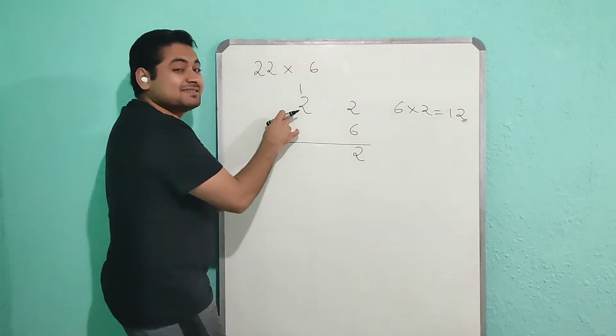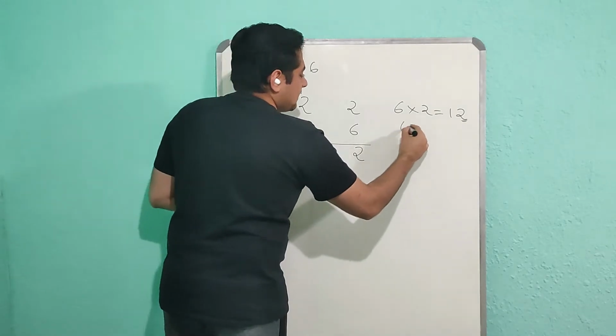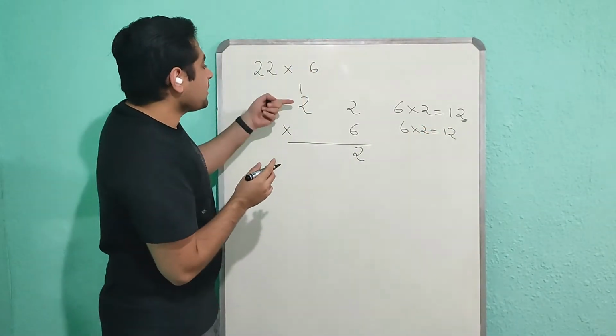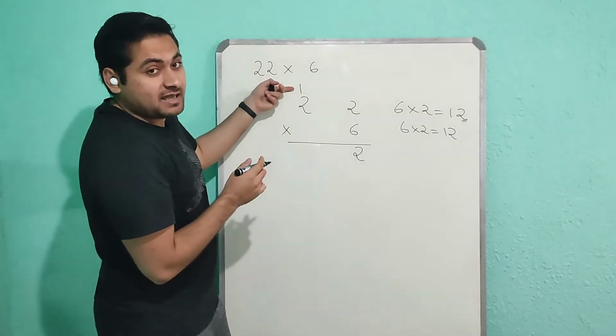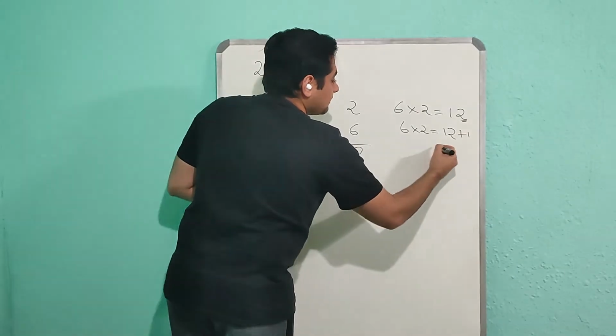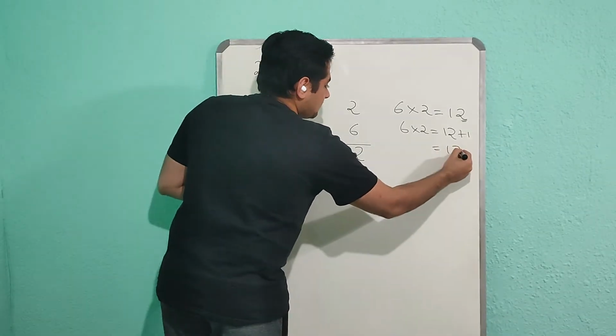Now you simply go to the second one. What is 6 times 2 again? 6 times 2 gives you 12. But that is not your answer. Why? Because we have a 1 as a guest, right? So we need to add that guest also, right? So we need to add plus 1. So what is 12 plus 1? That gives us a 13.